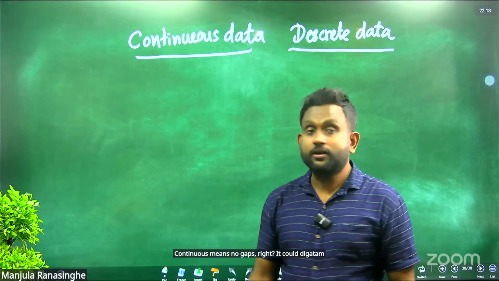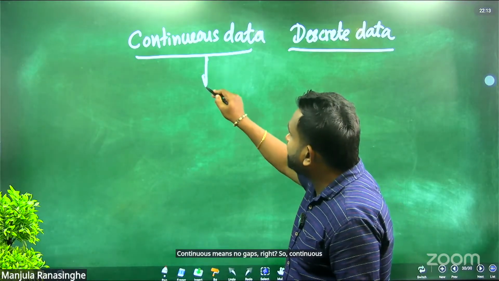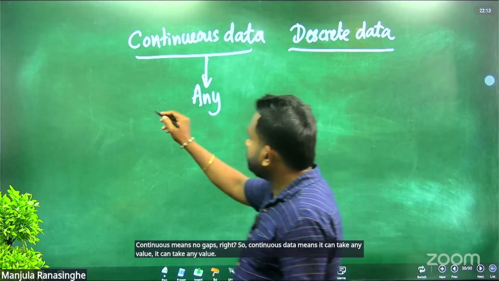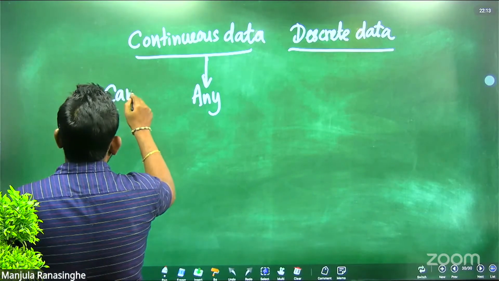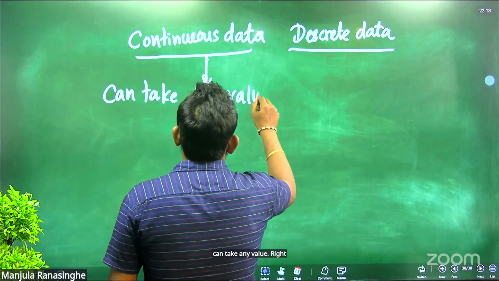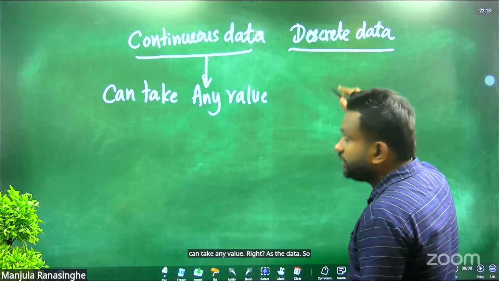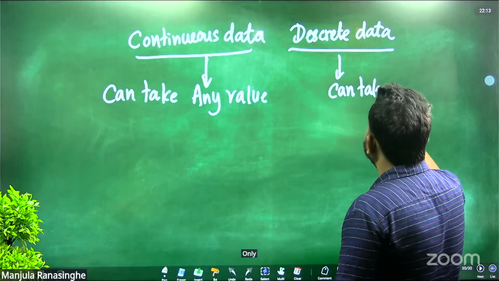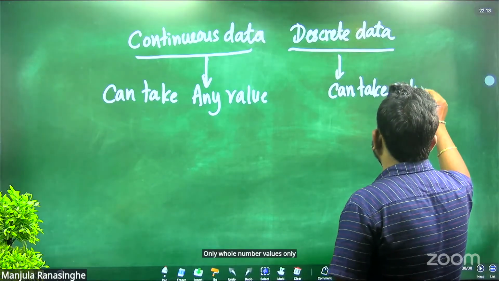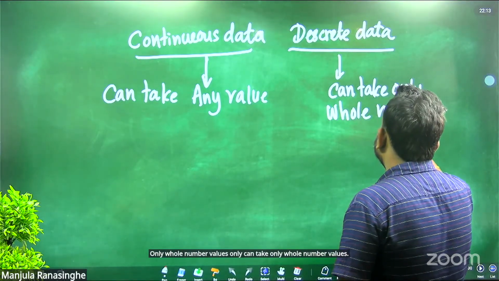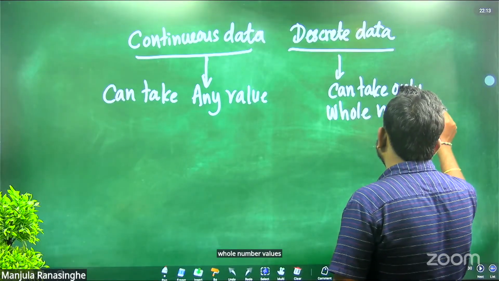So continuous data means it can take any value. Remember: it can take any value, as the data. So the opposite is discrete. Discrete means it can take only whole number values. Can take only whole number values, whole number values only for the data.